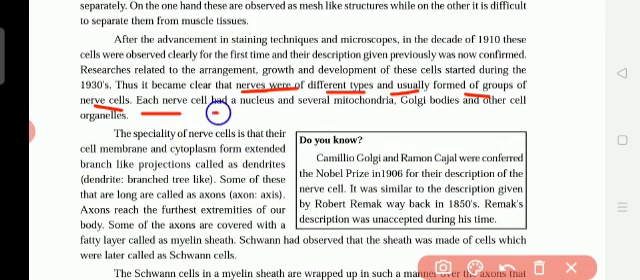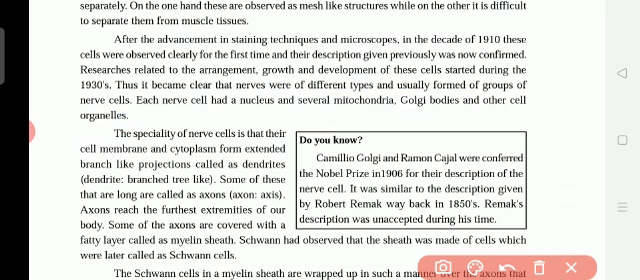Each nerve cell had a nucleus and several mitochondria, Golgi bodies and other cell organelles. So a nerve cell has many mitochondria, a nucleus, Golgi bodies and other organelles like endoplasmic reticulum and ribosomes. All these things are present, along with cytoplasm.